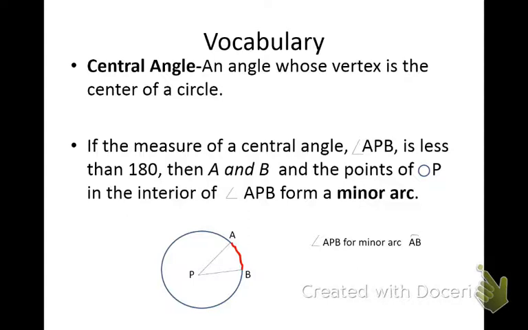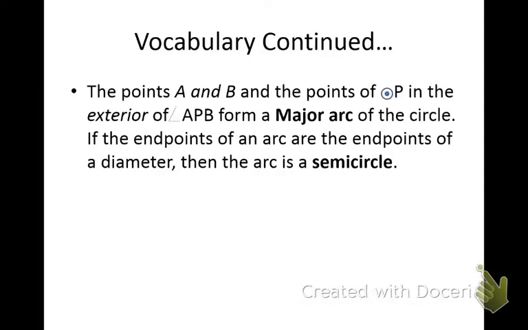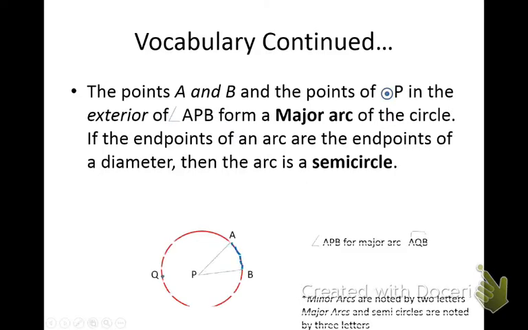When you do an arc, you put AB and then you put an arc symbol over it, a little arch over it. That tells you. Okay, then the next one we have is the major arc. If two points A and B are points on the circle in the exterior of angle APB, they form a major arc of the circle. So the red line is the major arc.